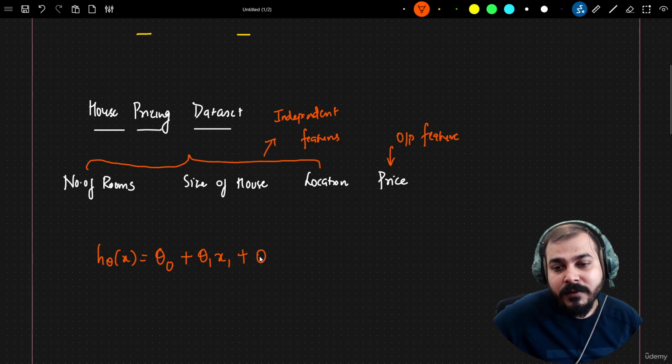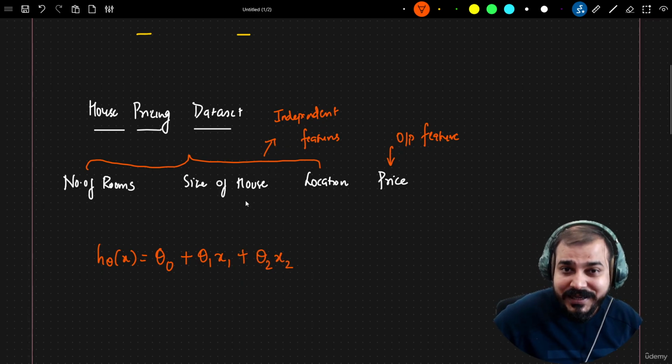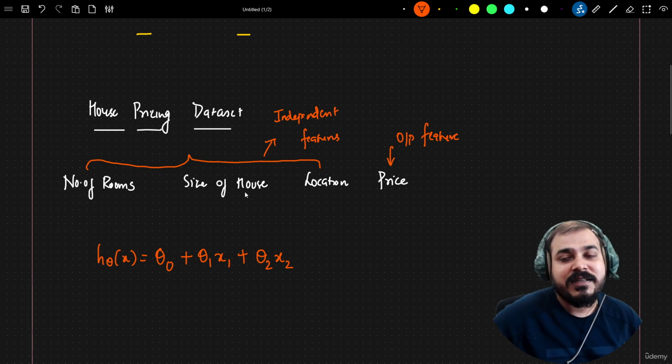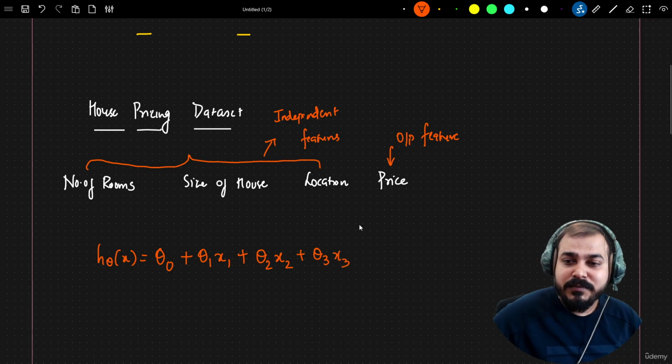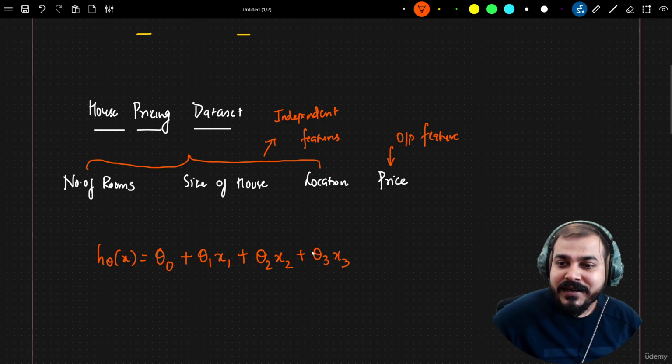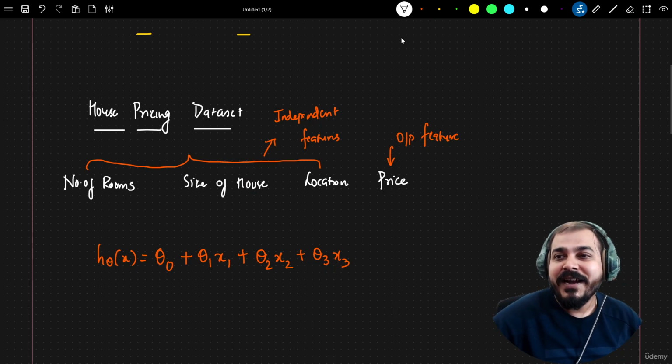Then I will be having for my second feature, theta 2. So theta 2 is the slope, or coefficient, for size of house. And similarly, location will be theta 3, x3. x3 basically indicates location, and theta 3 is basically the coefficient. So this equation basically indicates my multiple linear regression.